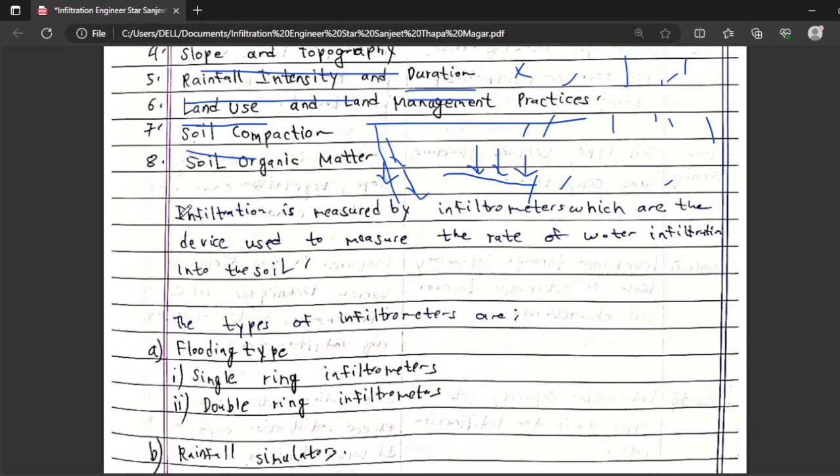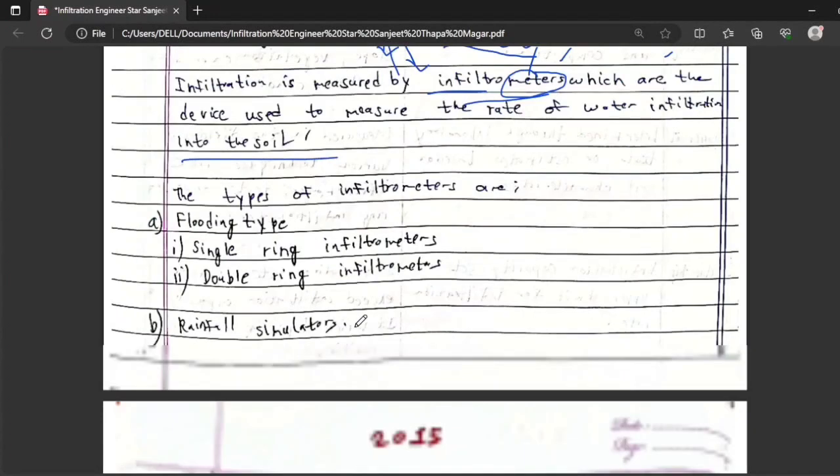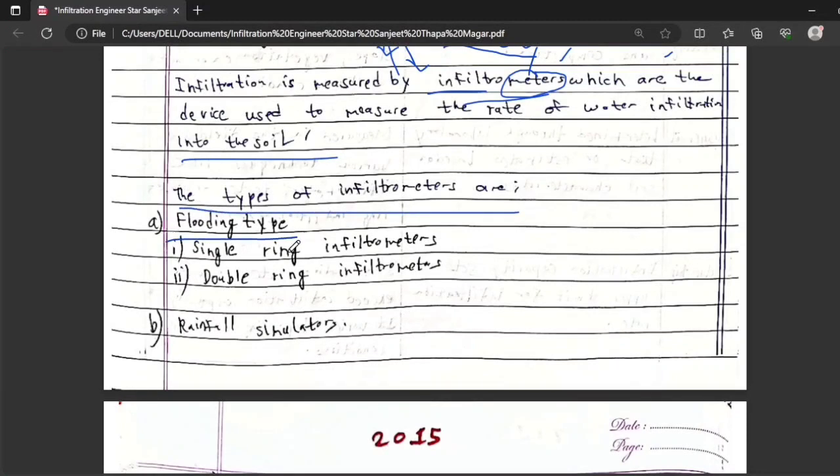Next, infiltration is measured by an infiltrometer. The device that is used to measure infiltration is known as an infiltrometer, which is a device to measure the rate of water infiltration into the soil. Infiltrometers are of two types, flooding type and rainfall simulator type. Flooding type is further divided into single ring, containing only one ring, and double ring, containing two concentric rings.